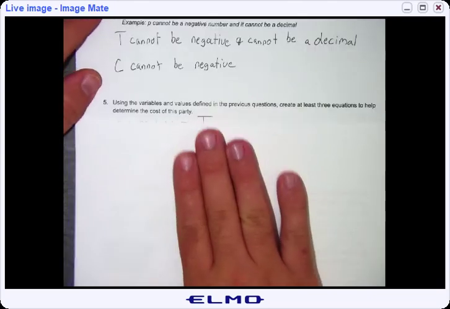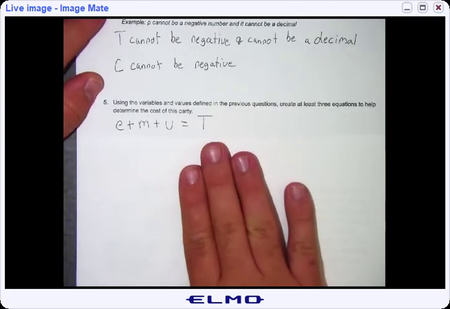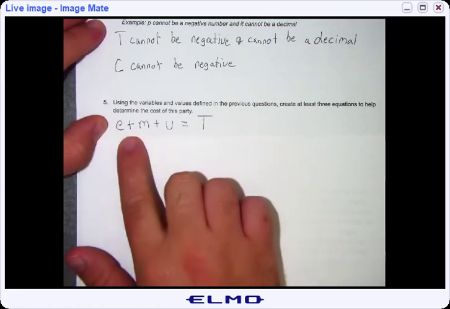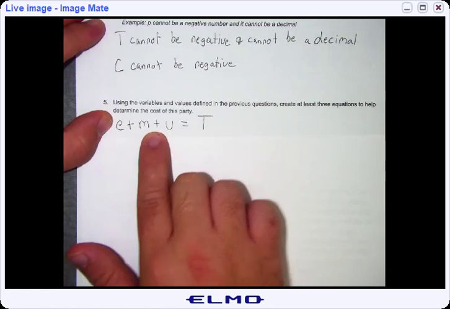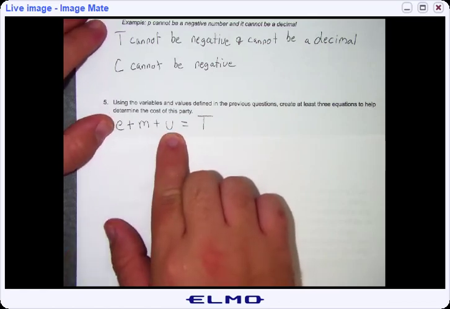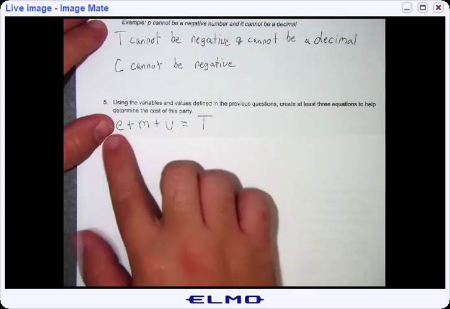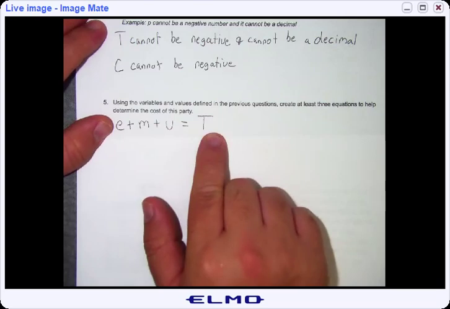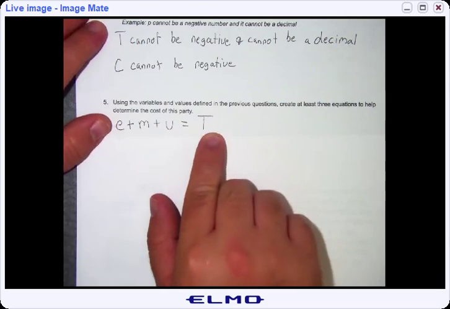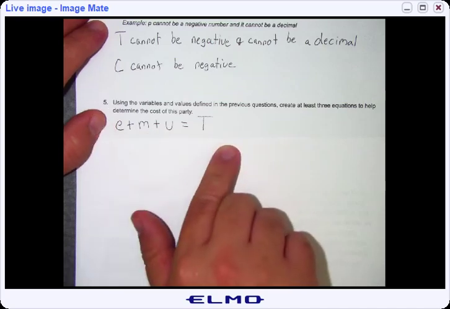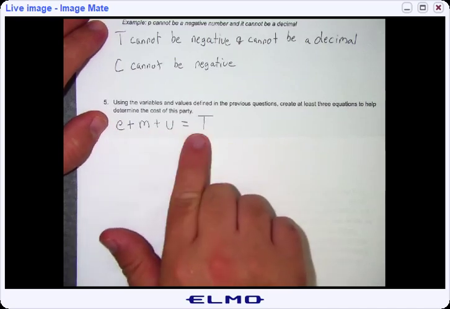So the 2 that I got, remember, these are the variables that we defined earlier. We said that E was the number of pepperoni pizzas, M is the number of meat pizzas, and U is the number of supreme pizzas. So if I add up all the different kinds of pizzas that I have, it would equal the total amount of pizzas that I'm going to buy. So we're using 4 different variables here, adding them all together to get the total number of pizzas.